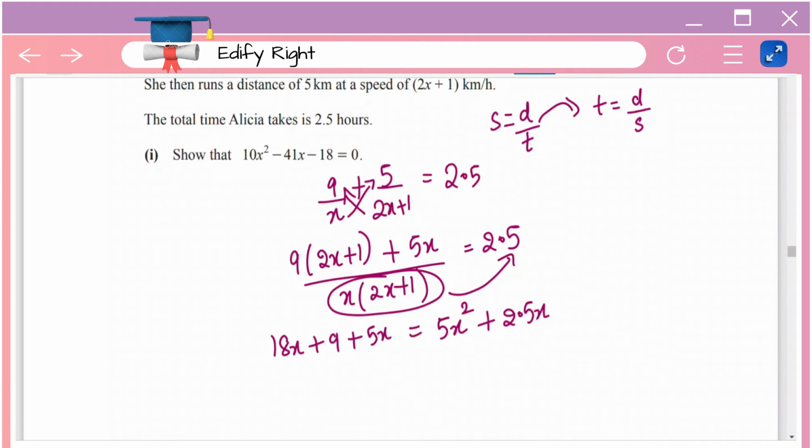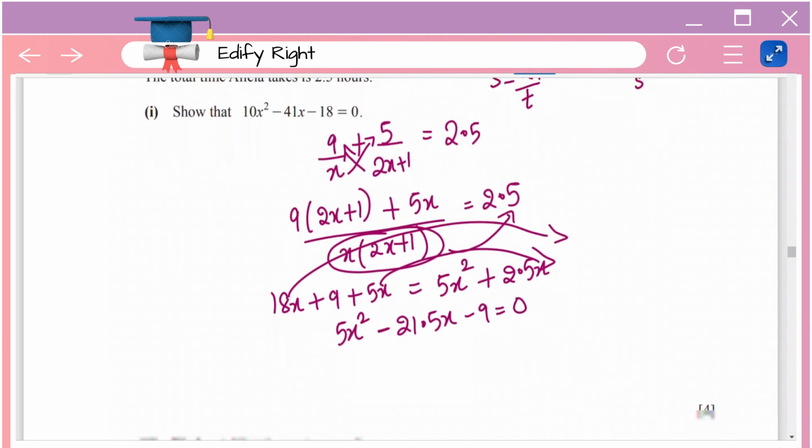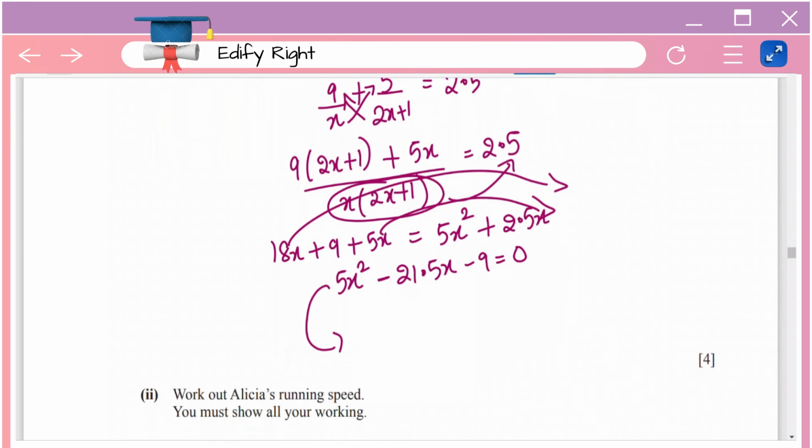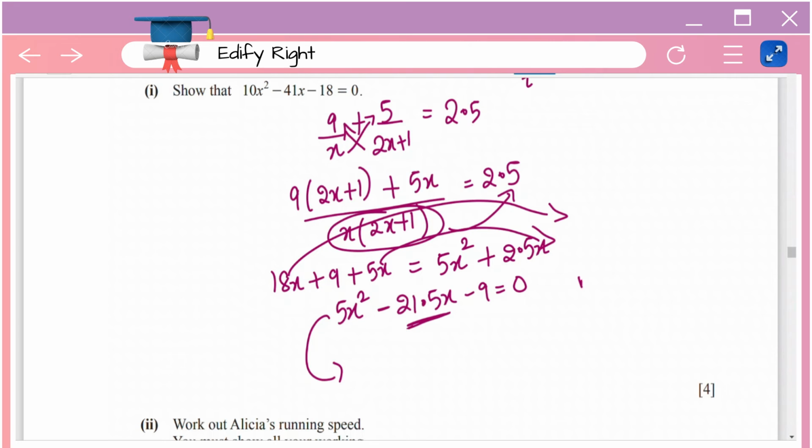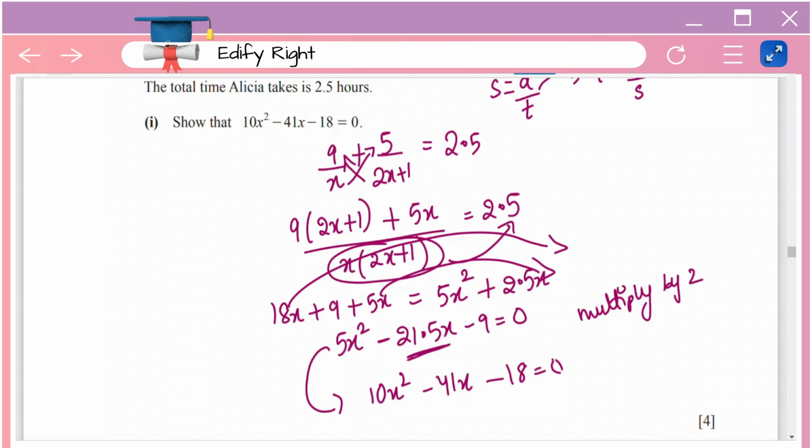Now let's take all the x terms on one side and all the digits on the other side. So we have 5x square. I'm going to take 5x over here and 18x to the other side, and when you do that, you get minus 21.5x minus 9 equal to 0. Now I'm going to multiply this with 2. Why? Because we have a decimal over here. We don't want that. We want whole numbers. So let's just multiply the entire expression with 2. In that case, you get 10x square minus 41x minus 18 equal to 0, which is exactly what is asked in the question.